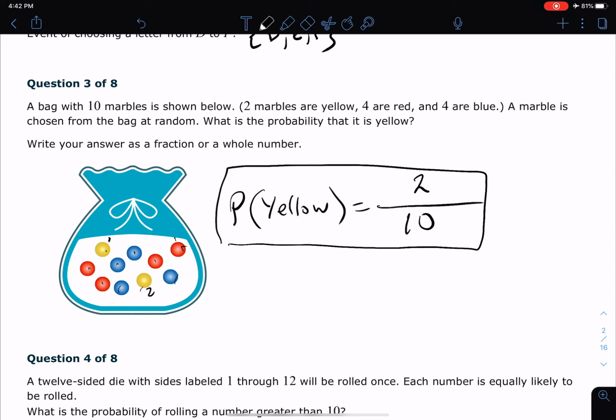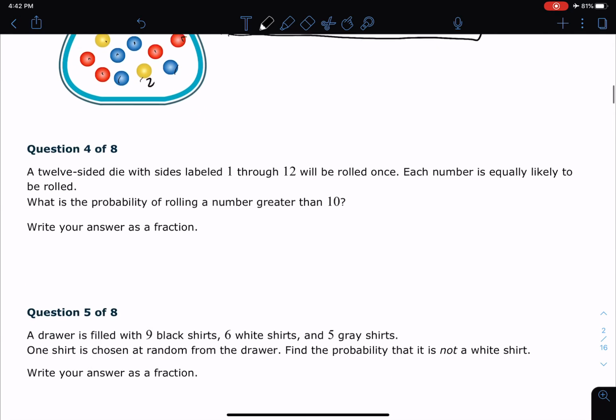Like I said, normally I'm a math person, I like that to be reduced, right? So that reduces down to 1/5. Okay, all right, so now let's take a look at the next question.